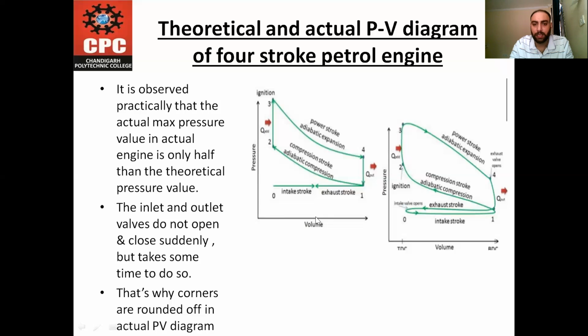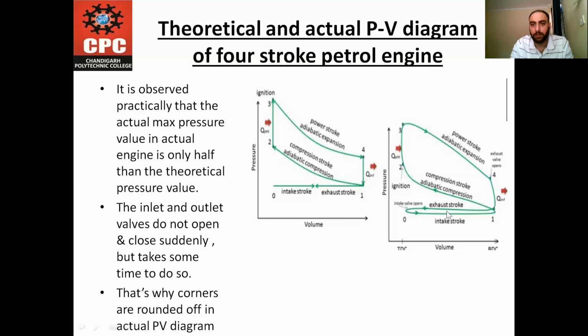Second, the edges. Here we can see the edges are very sharp, but here our edges are rounded off. The main reason behind this is that our inlet and outlet valves do not open and close suddenly. So it takes some time. That's why our corners are rounded off. And this is the positive work and this is the negative work. This is due to pumping loss. That's why it is called the negative work.